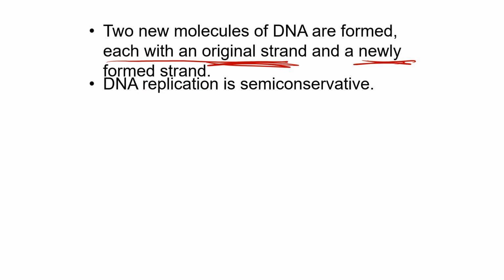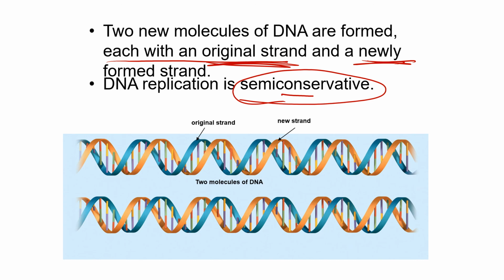We call this the semi-conservative model because you're conserving one strand, but it's only one strand, so it's still semi-conservative. You can see we have 2 new molecules of DNA. Each one has an original strand, each one has a new strand, and this is called the semi-conservative model. This is a question on your quiz or test and definitely on your EOC. The semi-conservative model says that you have an original strand and a new strand in each new molecule of DNA.